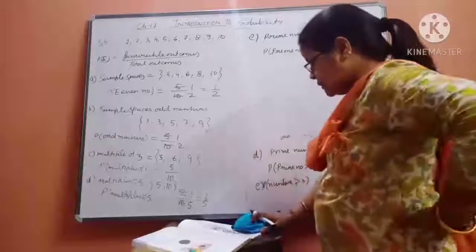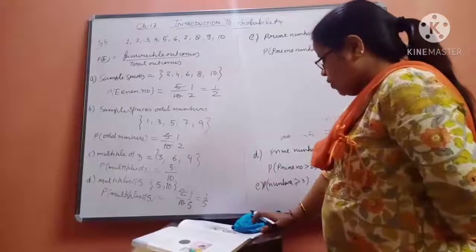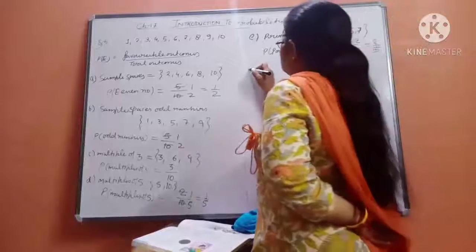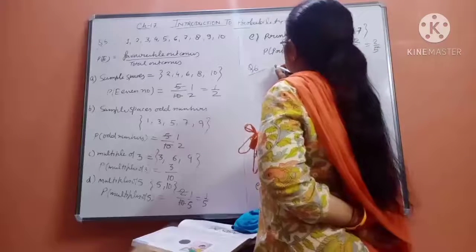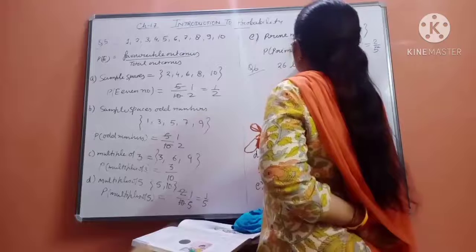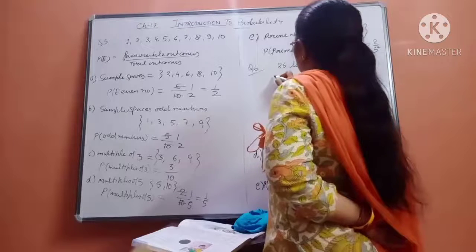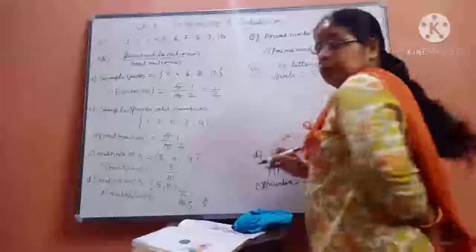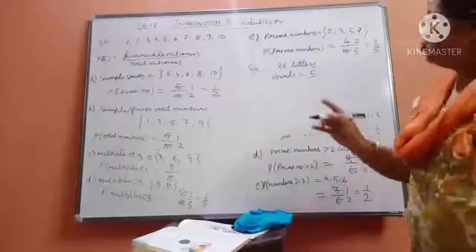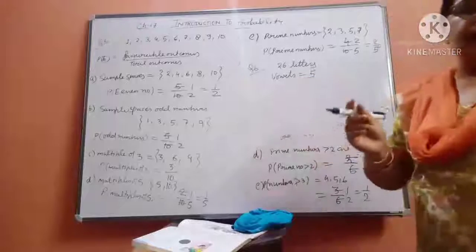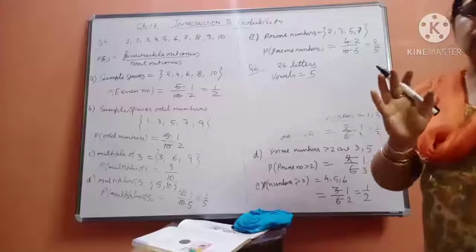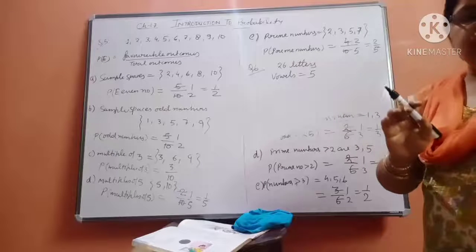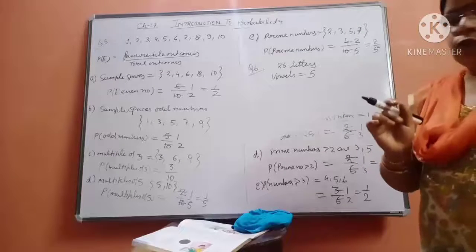From this exercise, in how many ways can a vowel be drawn from the 26 letters of the alphabet? Question number 6, beta. You know that the English alphabet has 26 letters, and out of these, vowels are 5. Suppose 26 alphabets are written and placed in a box, and we have to choose one vowel. So what will be its probability?